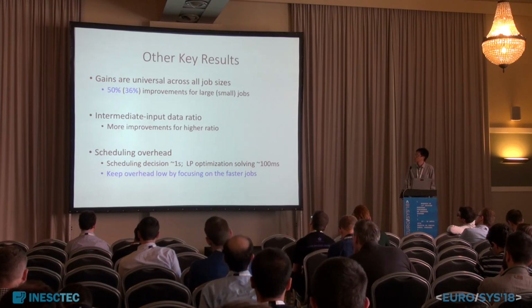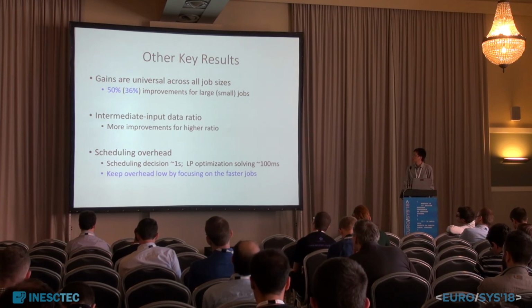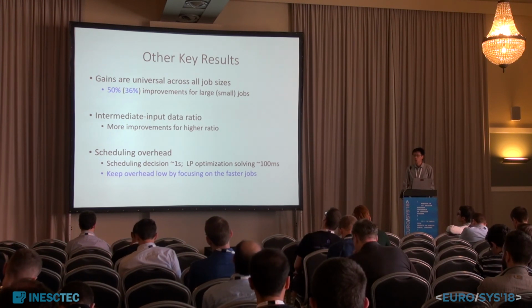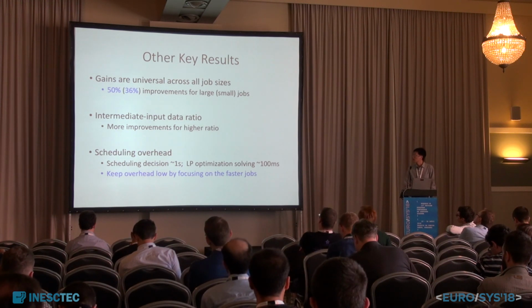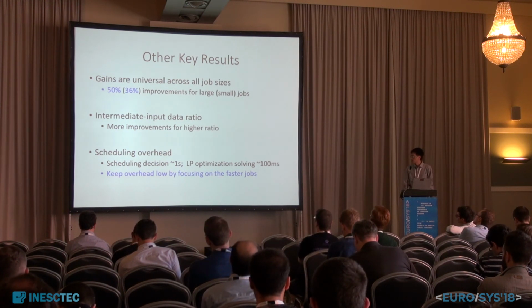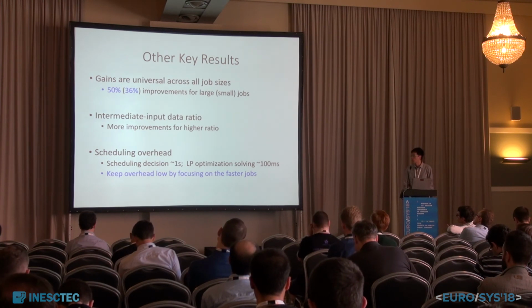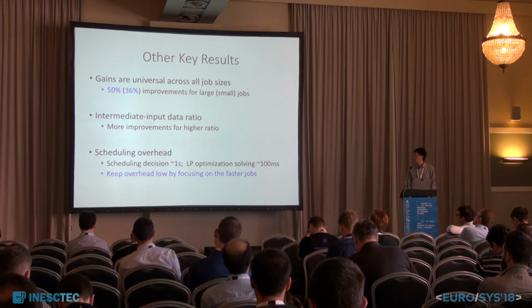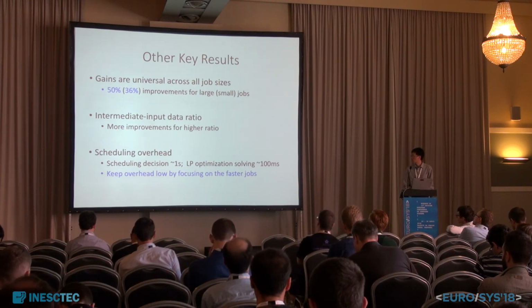Other key results include that our gains are universal across all different job sizes. And our gains are more when the intermediate to input data ratio is higher. In terms of the scheduling overhead, each scheduling decision roughly runs for 1 second, and solving each LP optimization model takes roughly 100 milliseconds. And we were able to keep the overall overhead low by focusing only on the faster jobs.